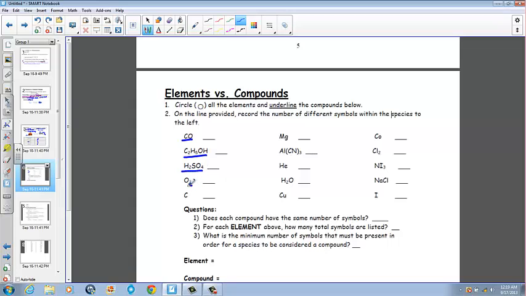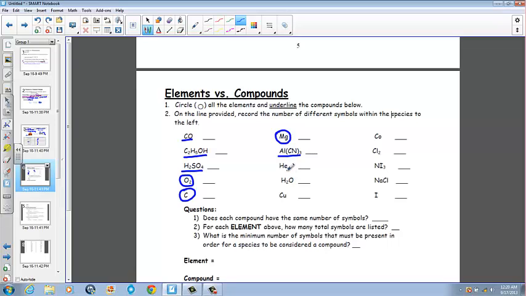Compound, 2 or more symbols. This would be an element. And remember Brinkelhoff, oxygen is in there. So again, when it's by itself, it's got to be diatomic. C by itself is an element.